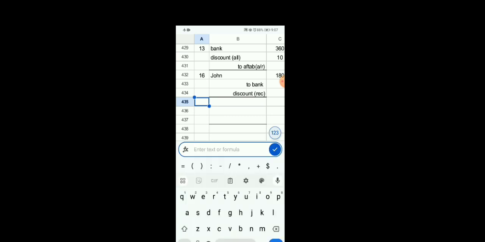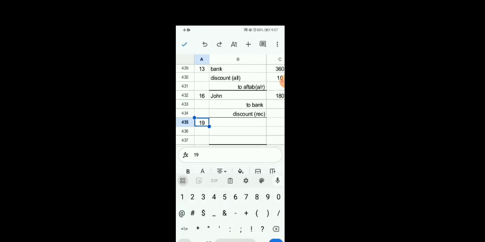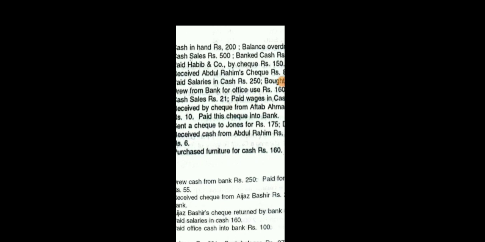Let's see what is next for us. After 16, it is 19. So the date should be mentioned before starting any transaction. 19. Received cash from Abdul Rahim, discount allowed. The first part of the entry is saying receive cash from Abdul Rahim. Abdul Rahim is a person.